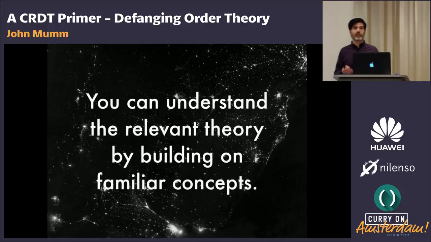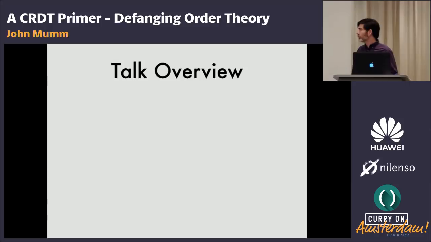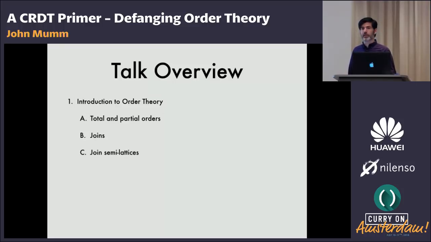And then we're going to apply it to convergent CRDTs and see how it helps us understand how they work. So let's see a brief overview here. I'm going to start with order theory. I'm going to talk about total and partial orders. And I'm going to use these ideas to define a join according to an order. And then use all of this to define the joined semilattice.